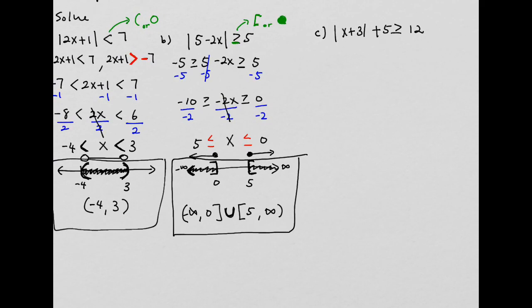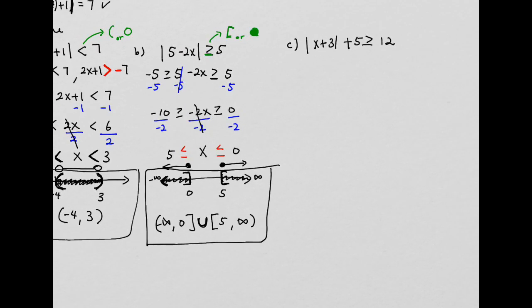Let's look at one more. We have absolute value of x plus 3, plus 5, greater than or equal to 12. First thing I notice is that I want to isolate the absolute value. It means I need to get rid of positive 5. So I will subtract 5 from each side. Then I will end up getting absolute value of x plus 3 is greater than or equal to 7.